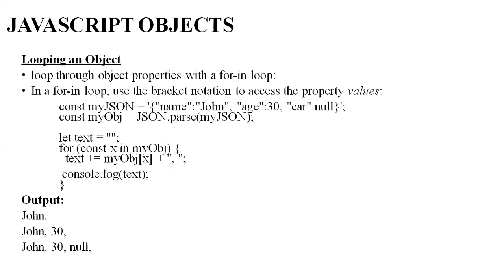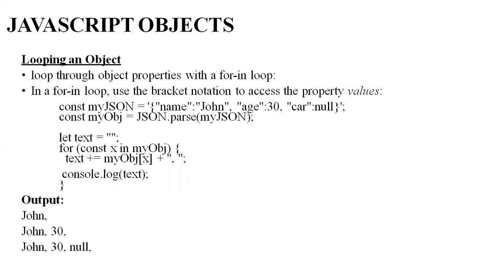Looping an object: loop through the object properties with a for-in loop. The for loop can be used to access the property values with the help of JSON. const myJSON equal to name John, age 30, car is null. Then const myObj is JSON.parse(myJSON). let is a keyword to create a variable. text equal to an empty string. For const x in myObj, text equal to text plus myObj[x].